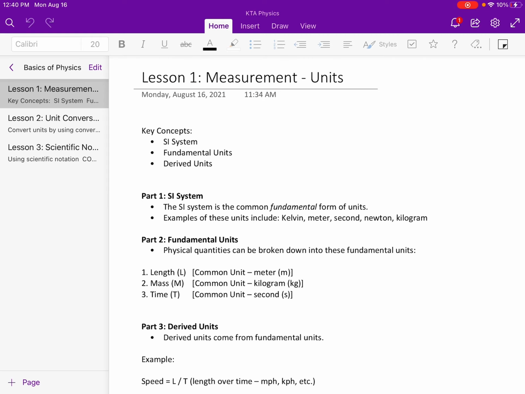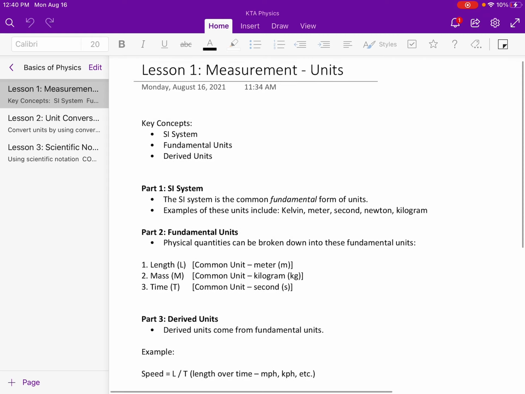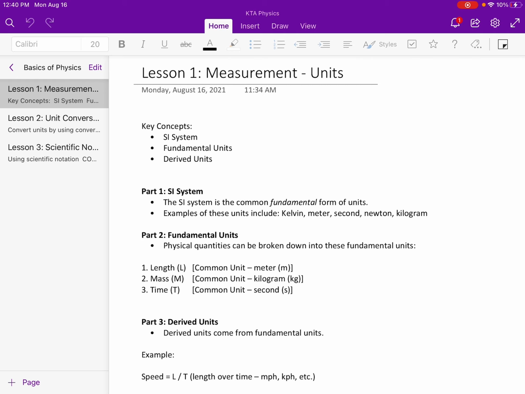This is going to be lesson 1 on measurements and units. So understanding the basics of that.